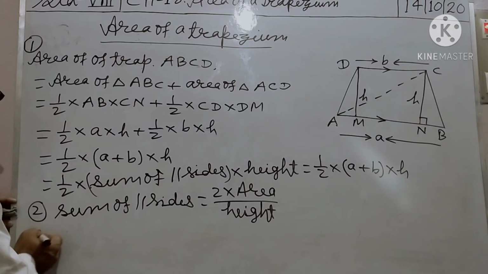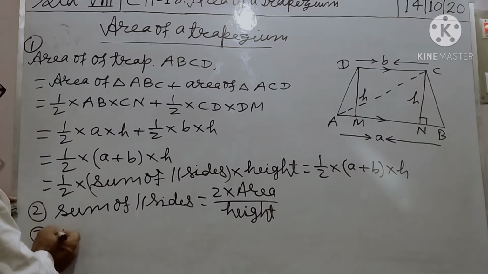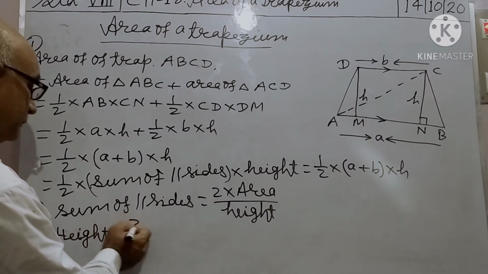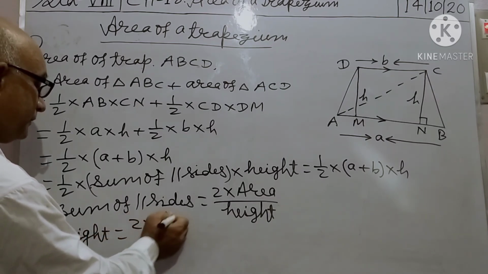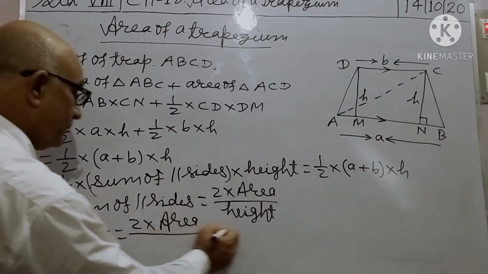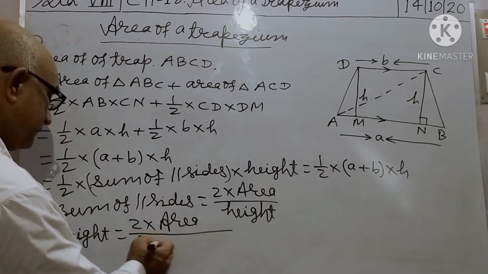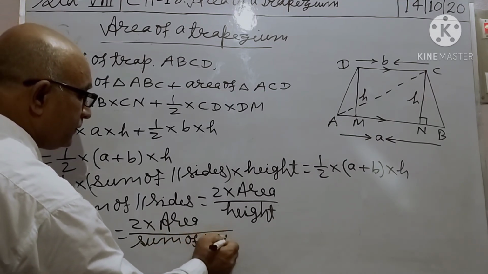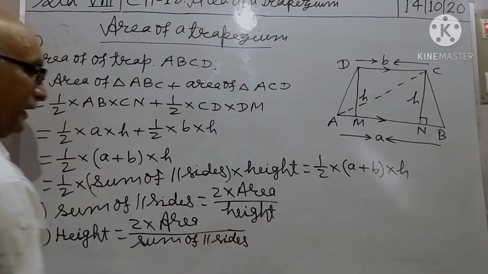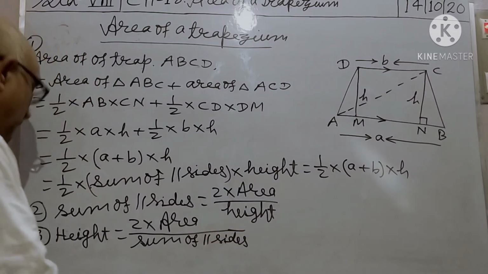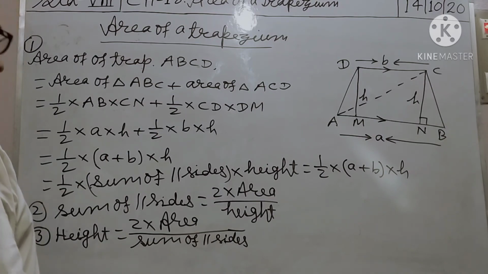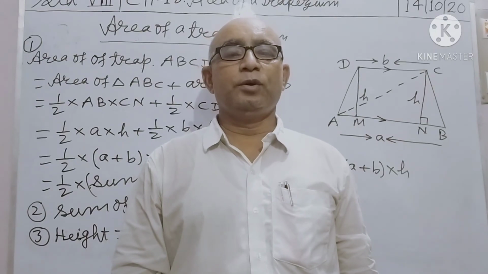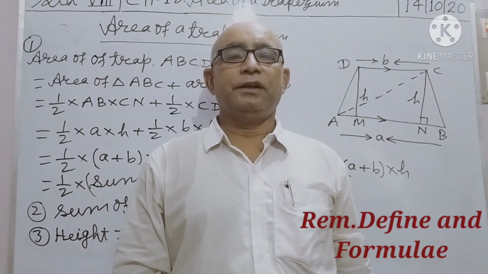And formula number 3: height equals 2 into area divided by sum of parallel sides. These are the important formulas of this chapter. Understand and write it. Students, today your homework is remember, define and formula.